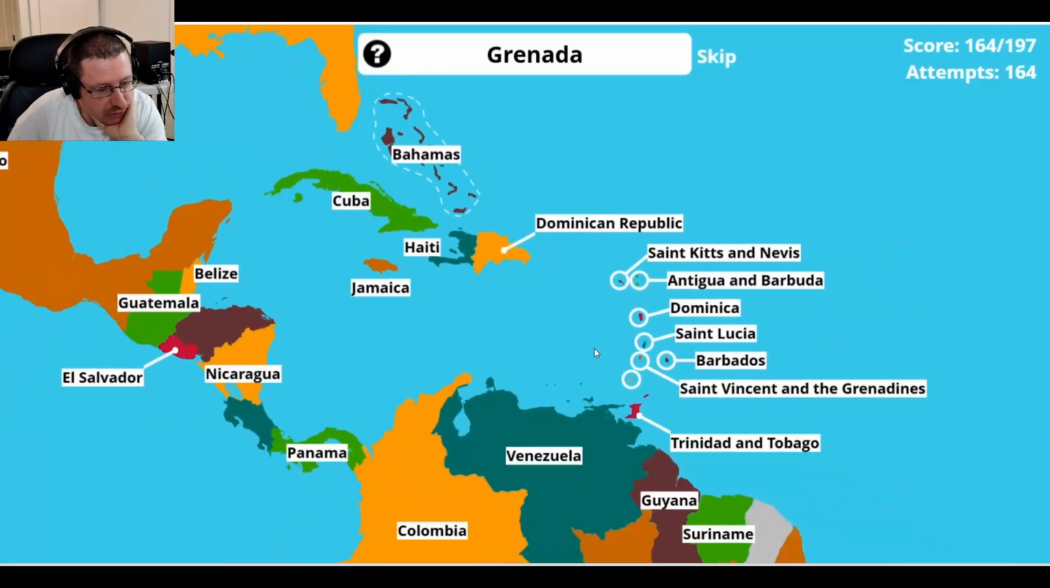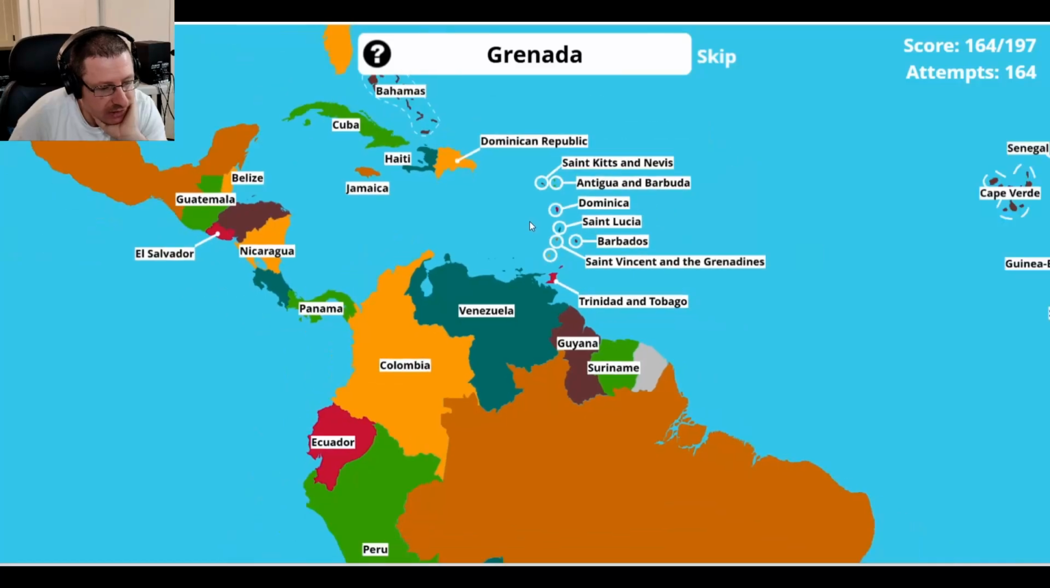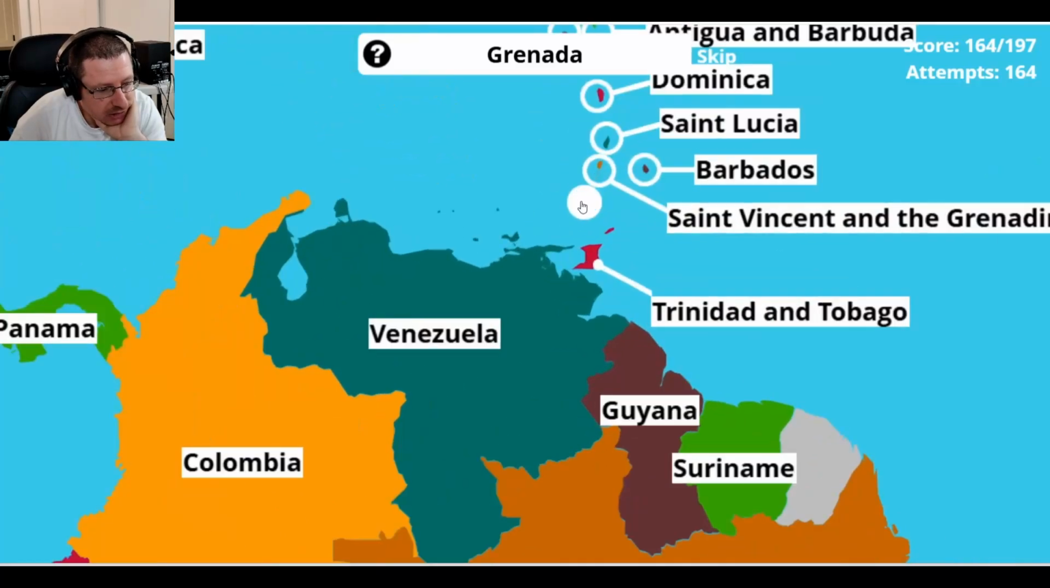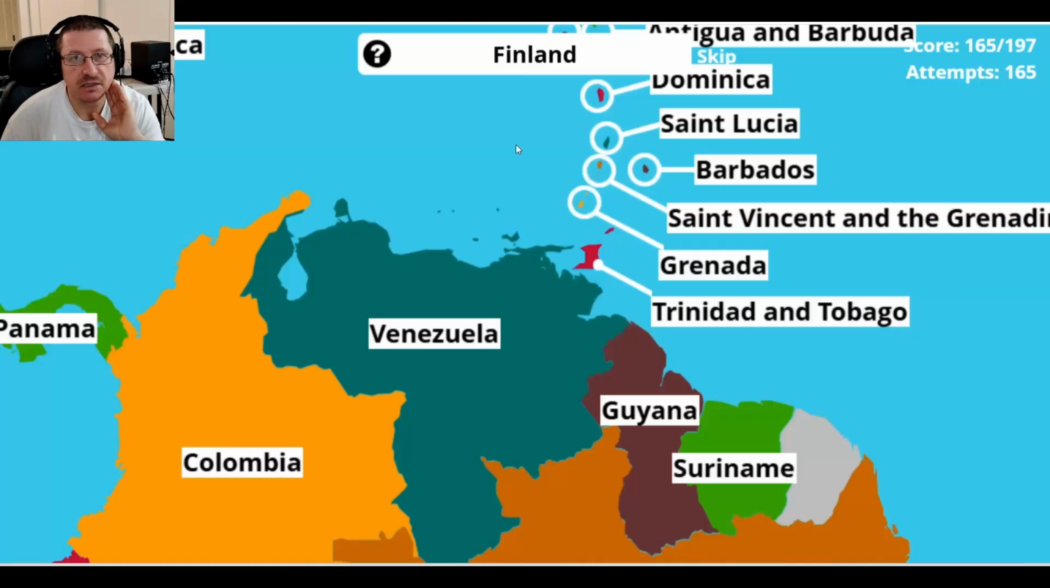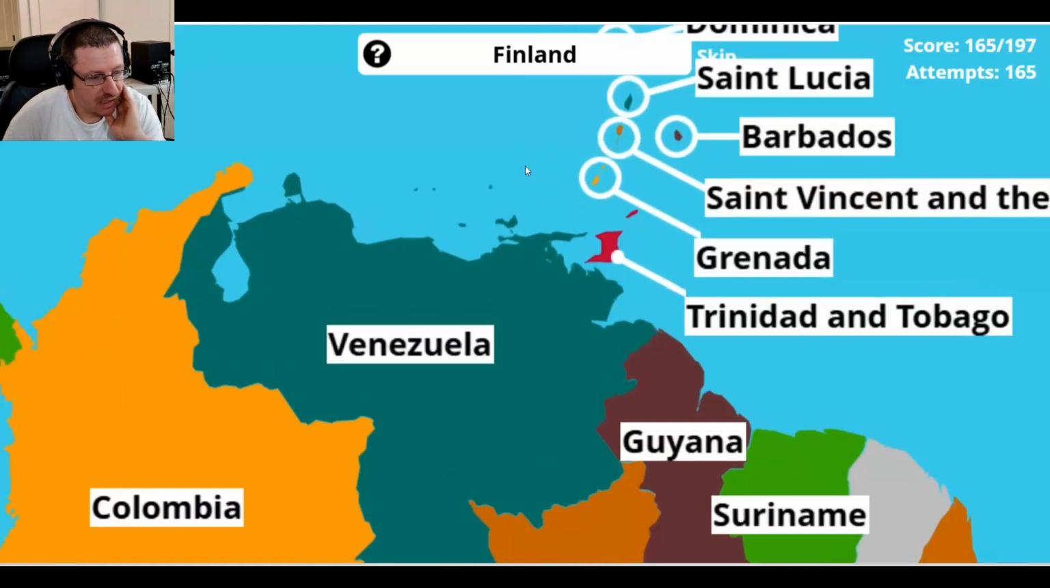Grenada. You think grenade. Duck for a grenade. It's at the bottom. Grenada is right here. Grenada is known as the Spice Isles. It's a major player for like nutmeg.